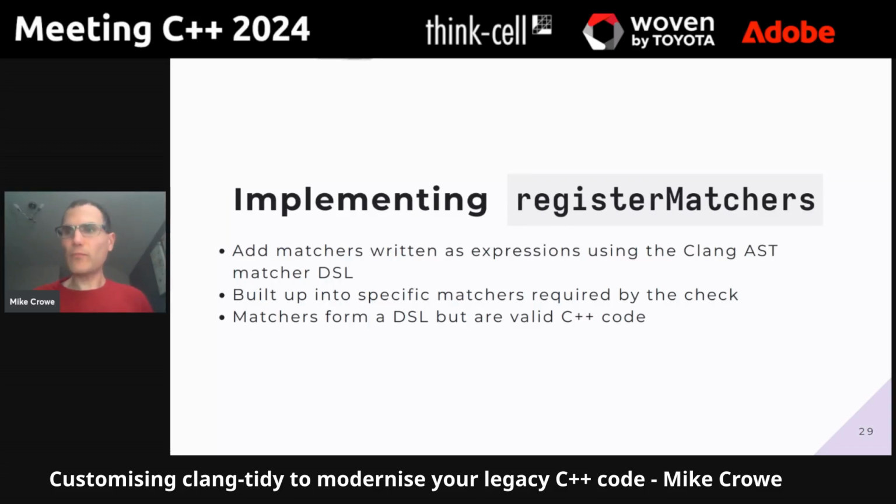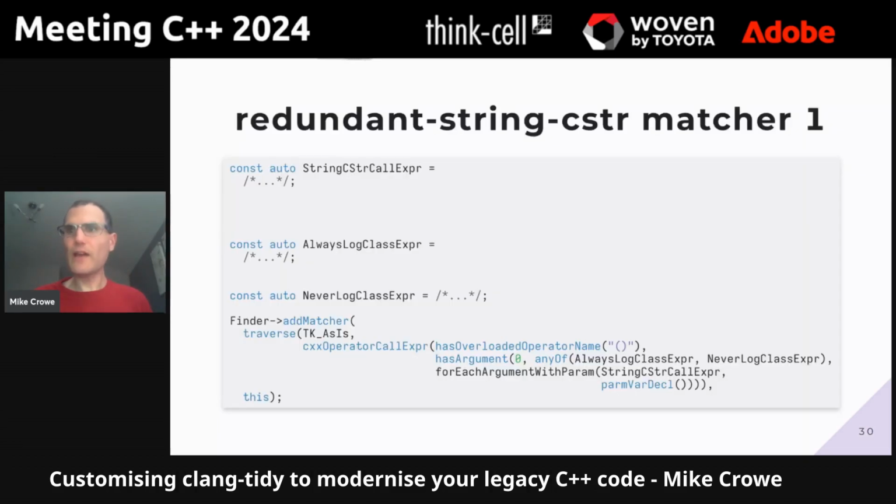Let's look at an example by adding matches to the readability redundant string cstr check for my log calls. So this code is inside the implementation of the register matches method. I need to add a matcher that would match calls to the operator bracket of our logging classes. That matcher is built up out of smaller ones. This being C++, we're going to have to read it from the bottom upwards.